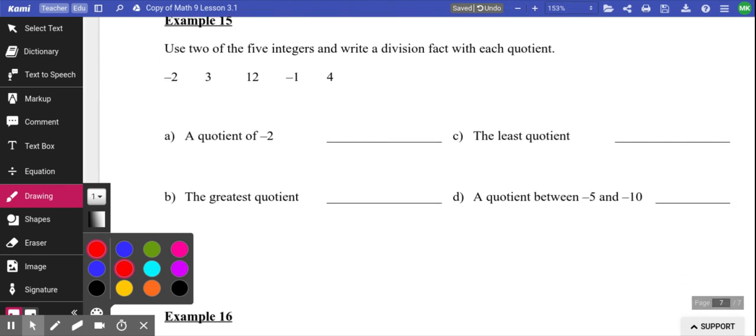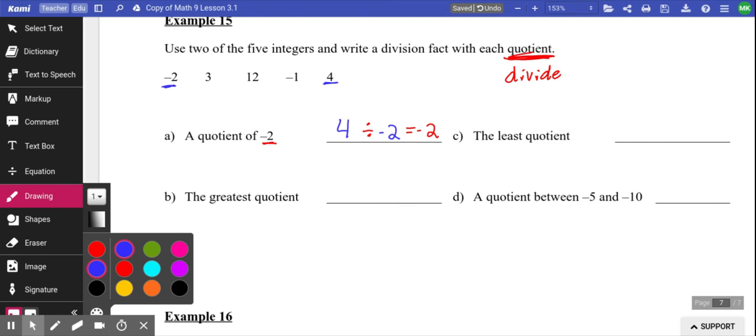If we look at these, use 2 of the 5 integers and write a division fact with each quotient. A quotient means after you've divided. Product was multiply, quotient is divide. So if we want a quotient of negative 2, that means we want something divided by something equals negative 2. We could do 4 divided by negative 2 equals negative 2. Can you do negative 2 divided by 4? Is that something different?